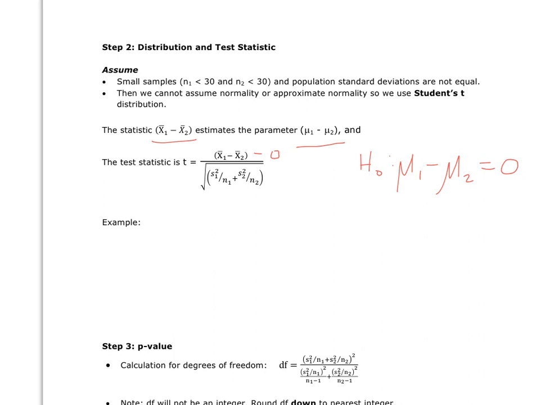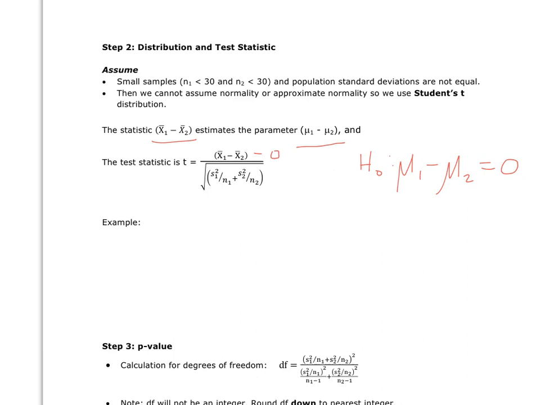So we have that difference in the sample means in the numerator, and then in the denominator, we're finding a standard deviation, or standard error, to use. Notice that it's variances here: the variance from the first sample over its sample size, plus the variance from the second sample over its sample size.